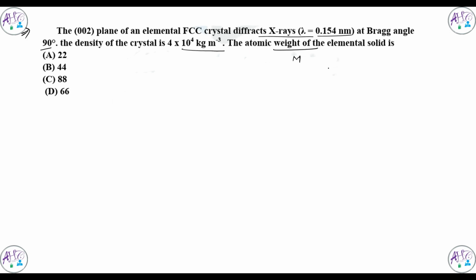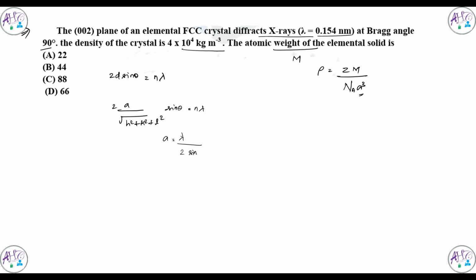Okay, so we know that first we need to find mass. We will be using the density formula, which is Z into M by NA into A cube. Okay, this is going to be your density formula. But to use the density formula, what do we need? A, the unit length. So for that we can use your Bragg's equation, since theta value is given. Bragg's equation is 2d sin theta equal to n lambda.